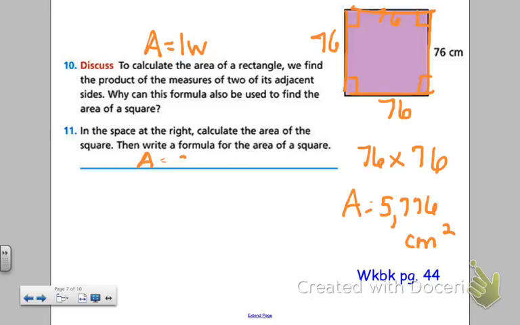Now, another way to write this, instead of using L times W, or length times width, would be to say side times side. That's because in a square, your length and your width are pretty much the same. It doesn't really matter. You could say this one's the length, or this one's the length, because they're all the same. So instead, you could just say side times side. Or you may write it this way, which we say is side squared, or side times side.